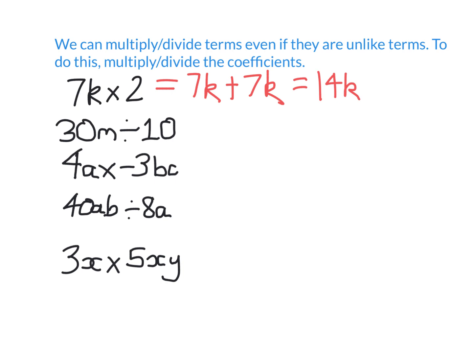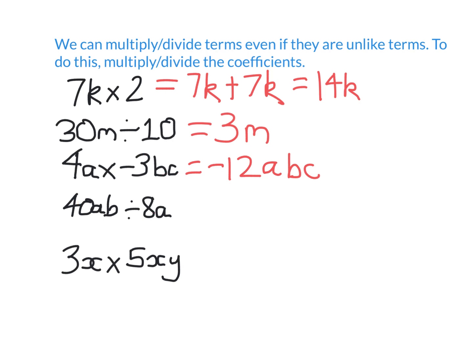30m divided by 10. Well, I'm just going to go 30 divided by 10 is 3 and then write the pronumeral. What about this one that looks more complicated? 4a times negative 3bc. These two are not like terms, but I can still multiply them. 4 times negative 3 is negative 12, and then I just write the pronumerals. I can do this because the order of multiplication doesn't matter. So I multiply the coefficients first, then write the pronumerals.